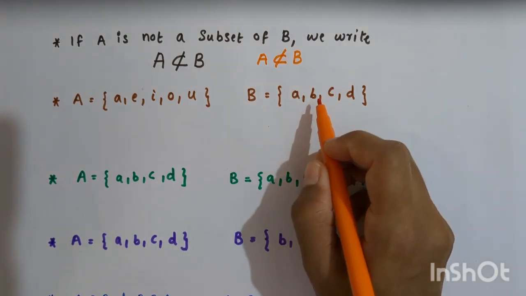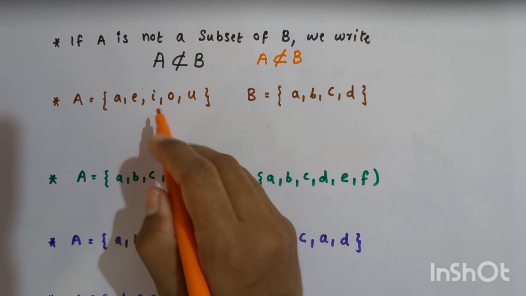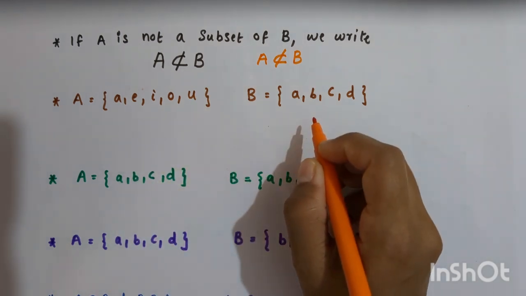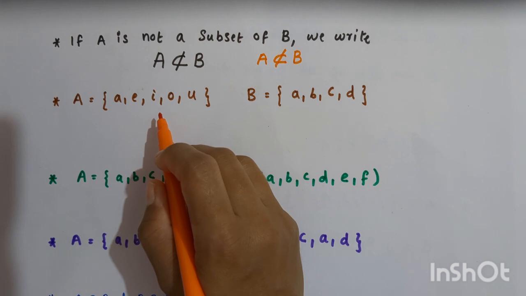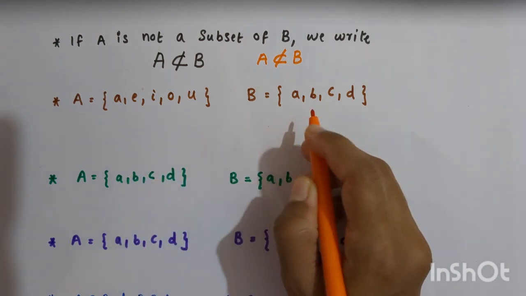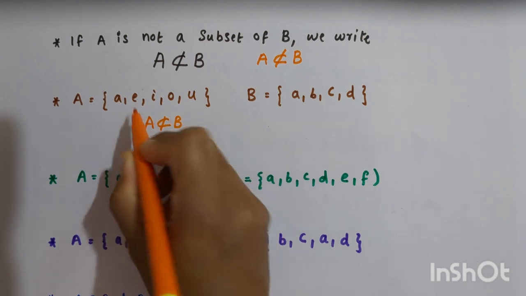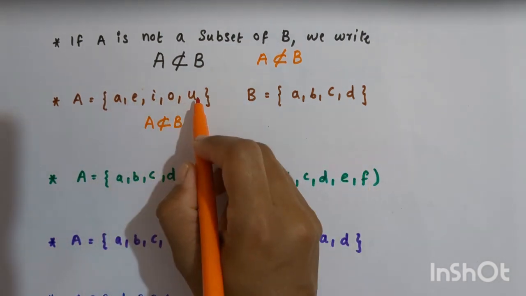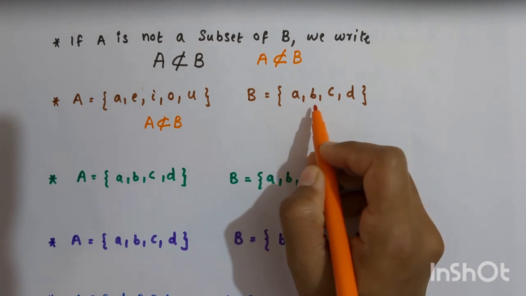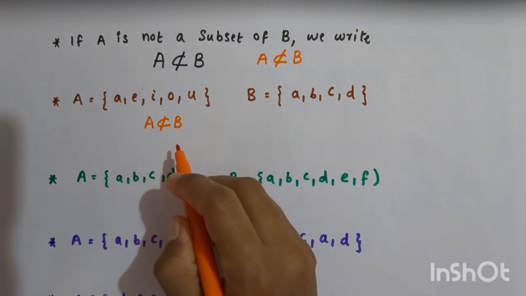So you see, not every element of set A is also an element of set B. Right, a few elements would be there, but not every element of set A is also an element of set B. So here, A is not a subset of B. A will be a subset of B only if every element of A is also there in set B. But here, that is not the case. So here, A is not a subset of B.